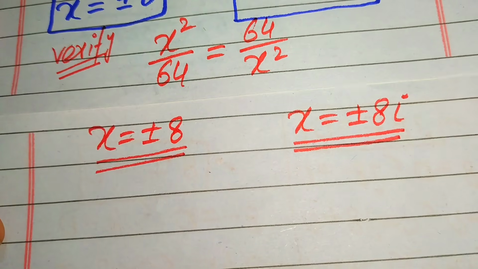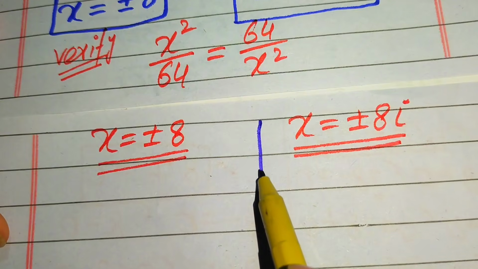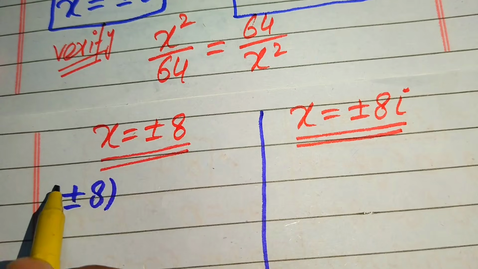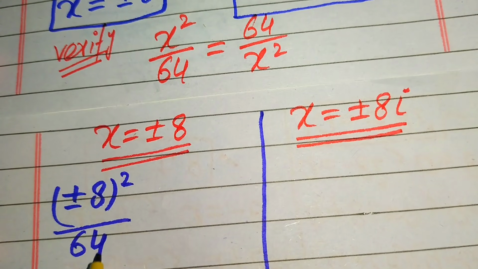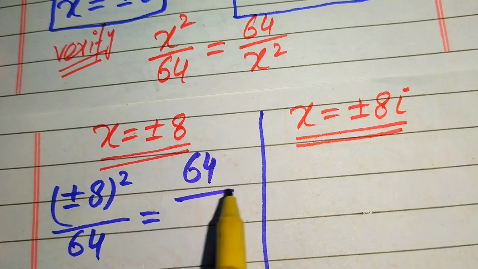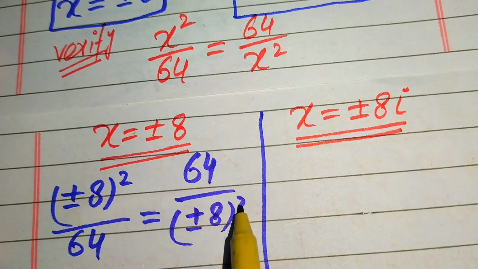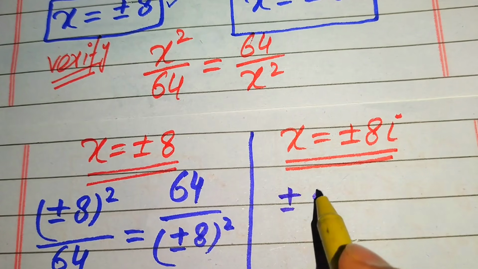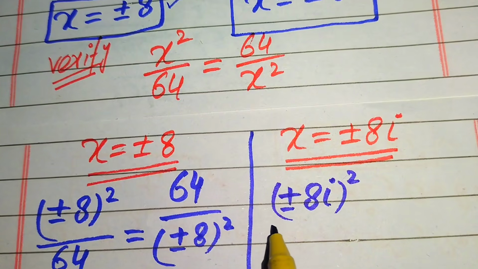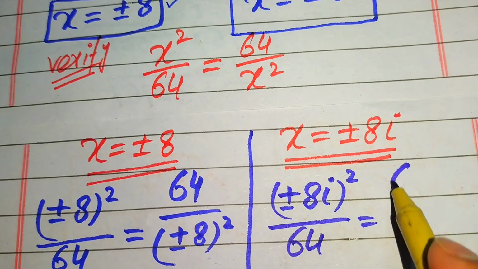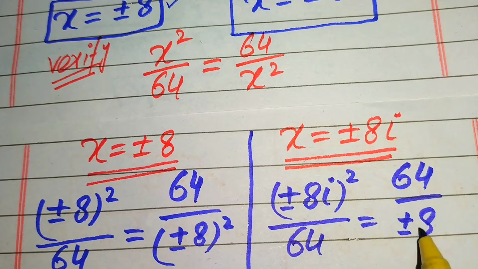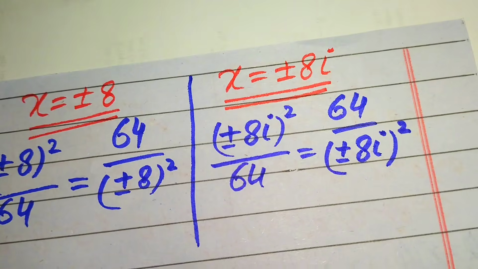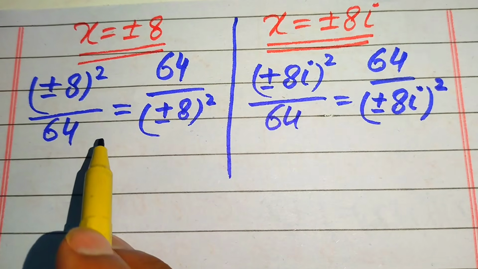When we substitute x equals plus minus 8 into the given question statement, it will be written in this form: (plus minus 8) squared divided by 64 equals 64 divided by (plus minus 8) squared. In the same pattern, when we substitute these values here, it will be written as (plus minus 8i) whole squared divided by 64 equals 64 divided by (plus minus 8i) whole squared. So we verify all these four roots, and first we need to complete this case.